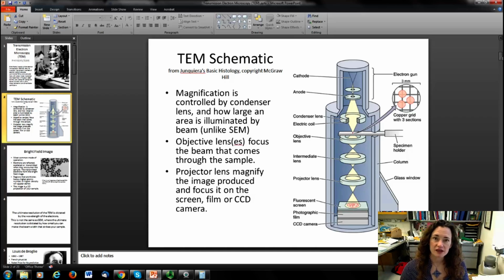Now, the reason that the accelerating voltage in a TEM has to be higher is because you have to accelerate those electrons through the sample, okay? It's a transmission electron microscope. So the electrons have to penetrate through the sample and come out the other side in order to form a bright field image. All right, so the electrons are accelerated away, and then they move down the column.